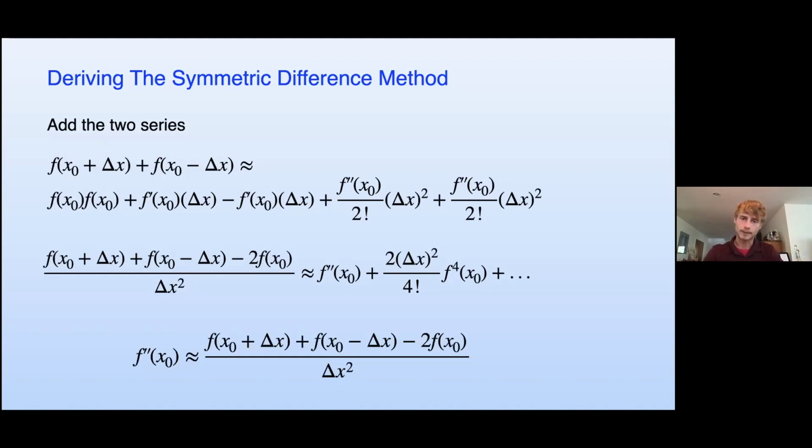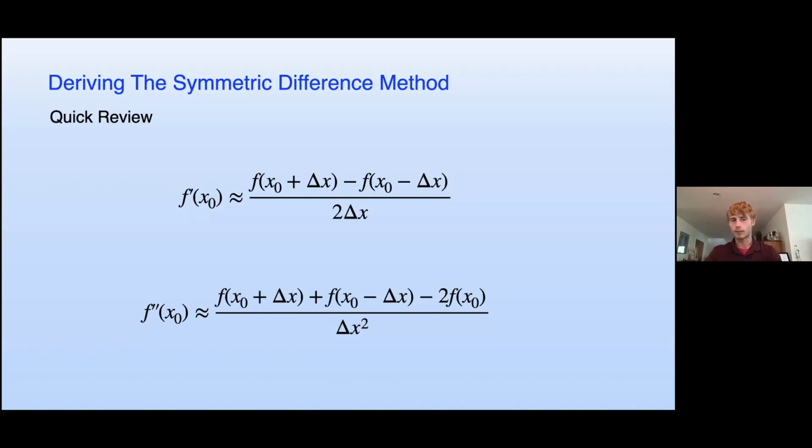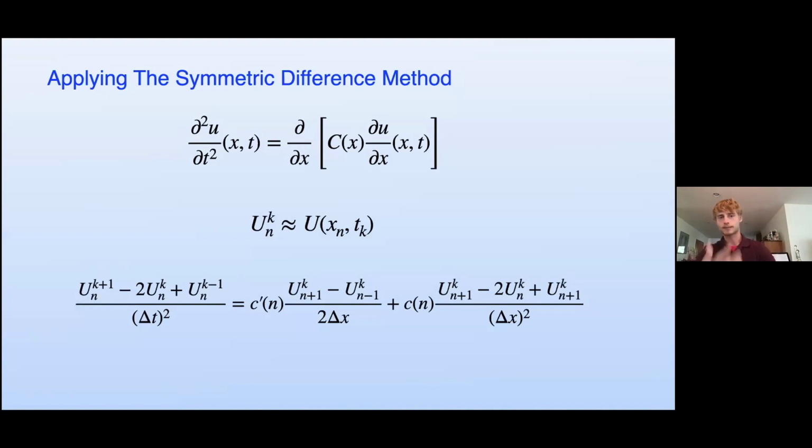So to recap a little bit, we're just going to review what we have. We have a symmetric difference method approximation for the first and for the second derivatives. So now what we need to do is apply these to our wave equation. Just bringing back our modified wave equation that we're working with, how do we apply that?